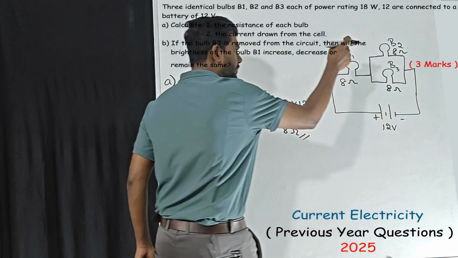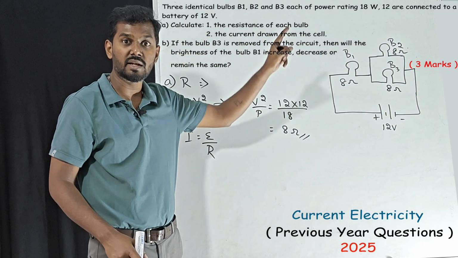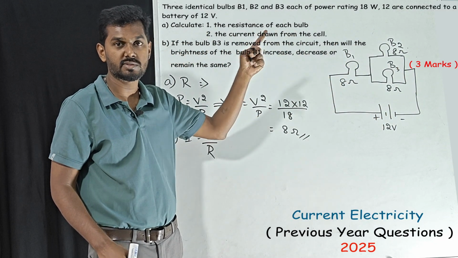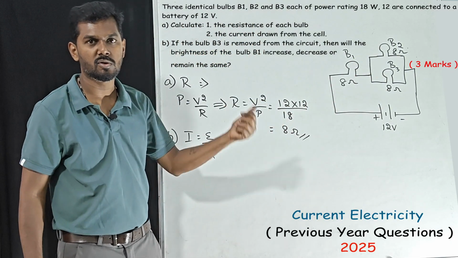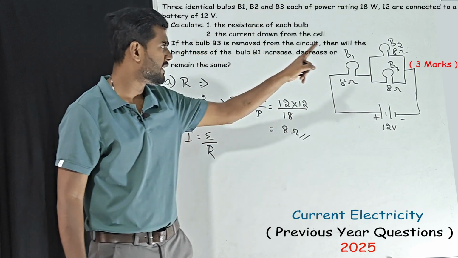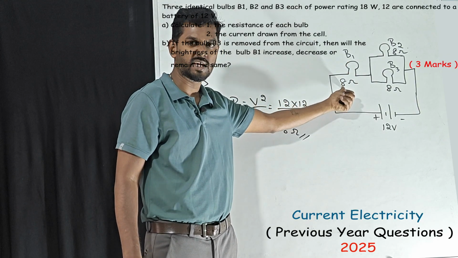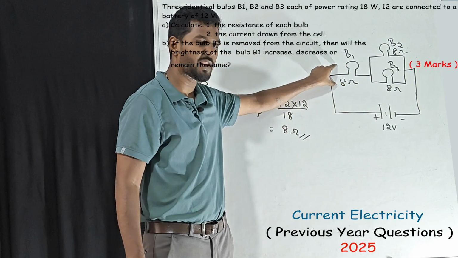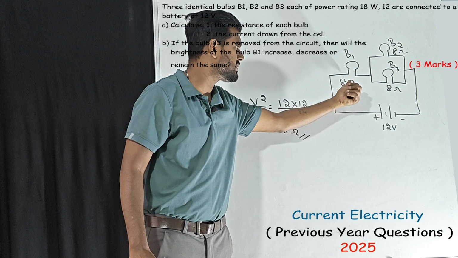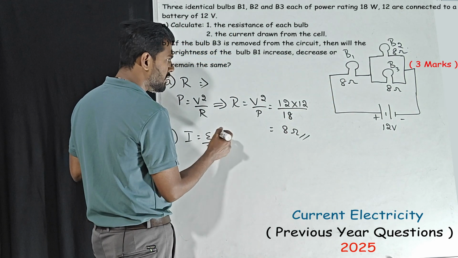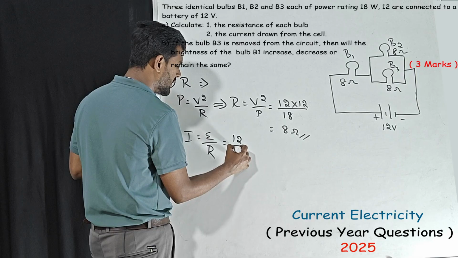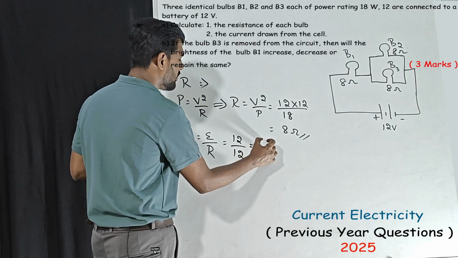These two are in parallel, and they have the same resistance values. So 8 ohm, 8 ohm, 1 by 8 plus 1 by 8, the answer will be 4 ohm. That 4 ohm is connected in series with this bulb, correct? So 4 ohm plus this 8 will be 12 ohm. So EMF is 12 and resistance is 12, so the answer will be 1 ampere.